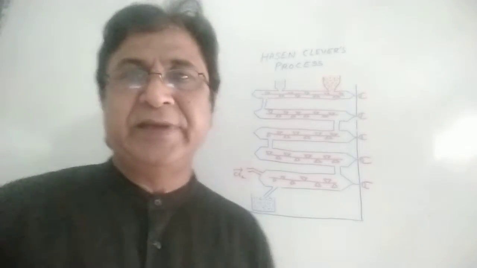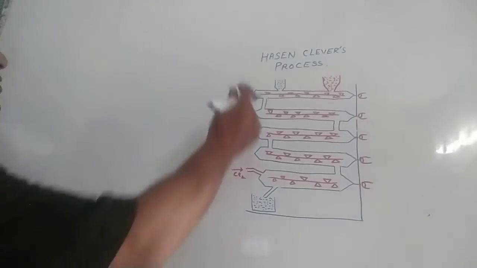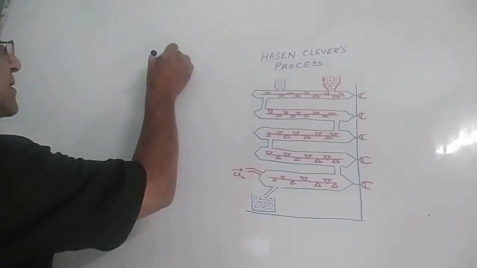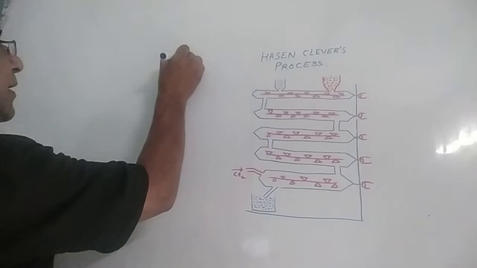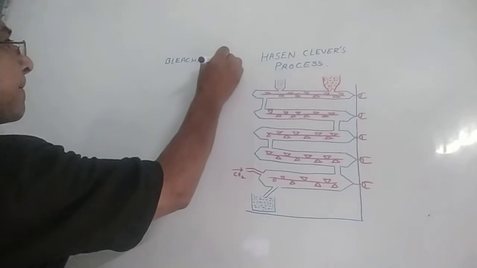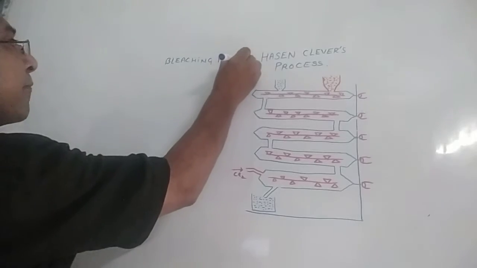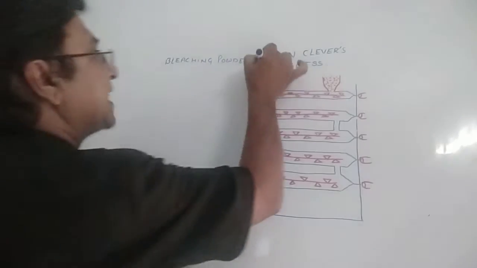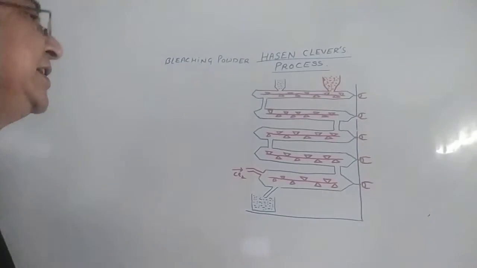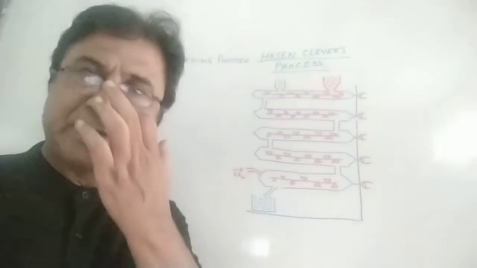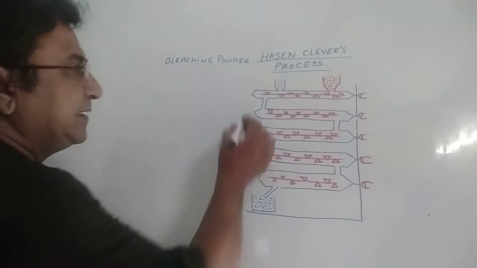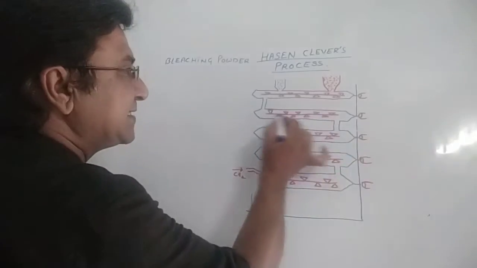Hi students, let's make bleaching powder, the next part of this lesson, that is bleaching powder by Hesse-Clever process. The process used is Hesse-Clever process, and this is the machine which is utilized commercially for making bleaching powder. What is it? These are metallic cylinders.